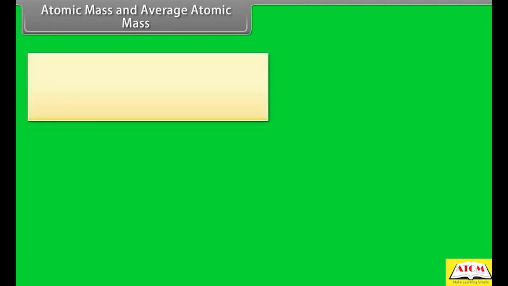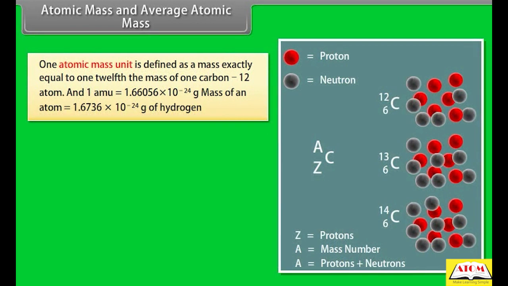Atomic mass and average atomic mass. One atomic mass unit is defined as a mass exactly equal to 1/12 the mass of one carbon-12 atom. And 1 AMU is equal to 1.66056 into 10 raised to the power minus 24 gram. The mass of a hydrogen atom is equal to 1.6736 into 10 raised to the power minus 24 gram.